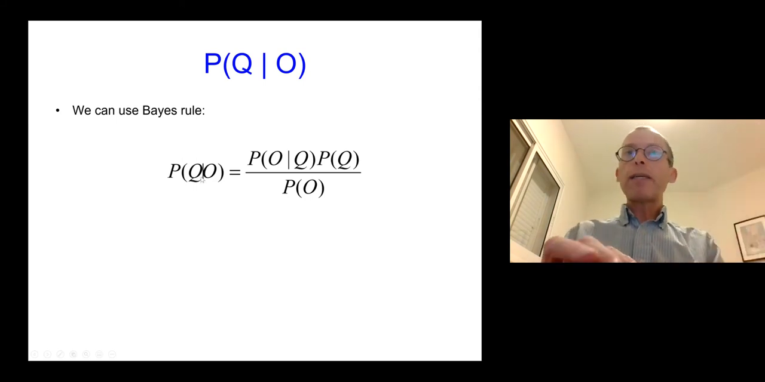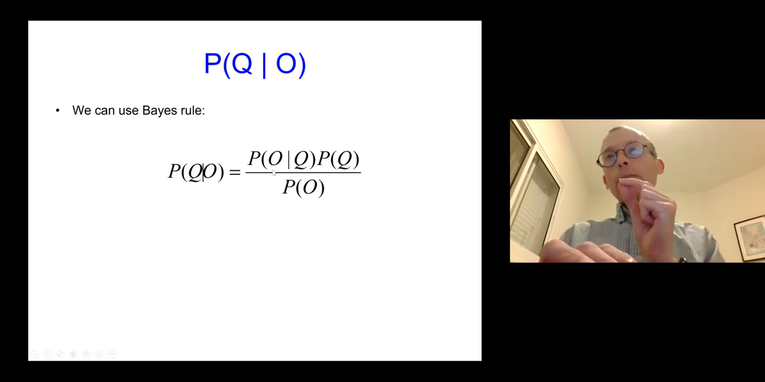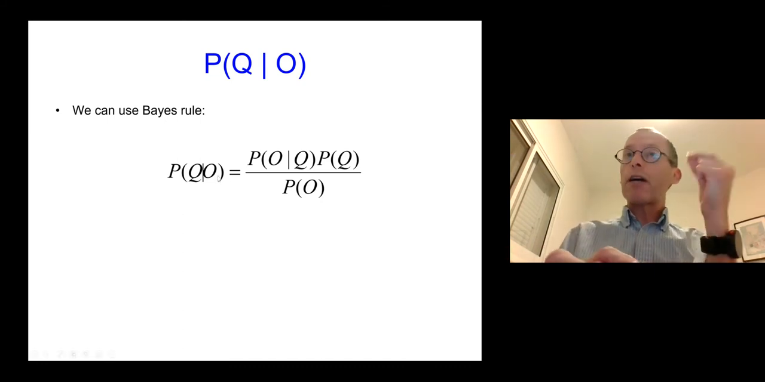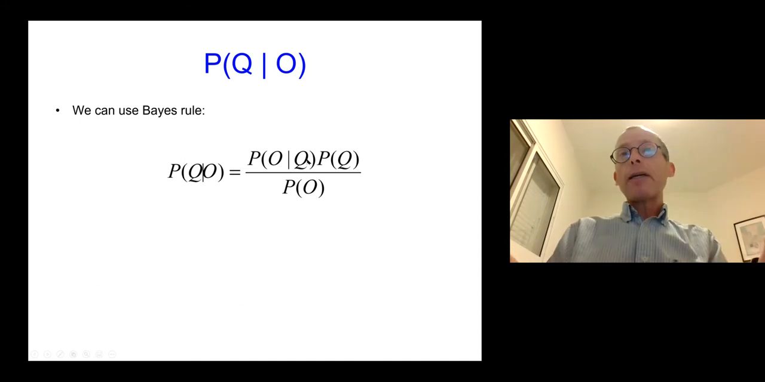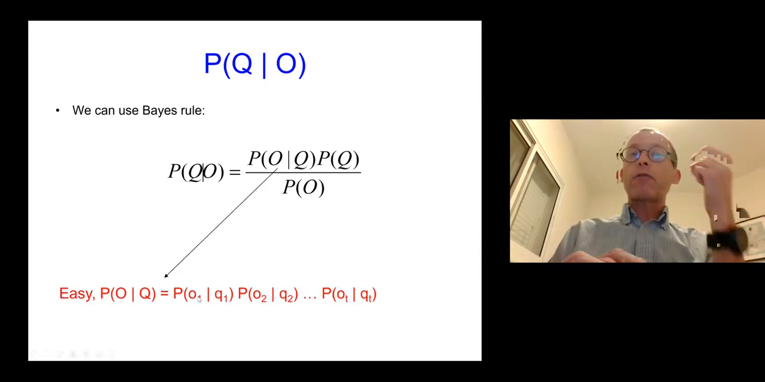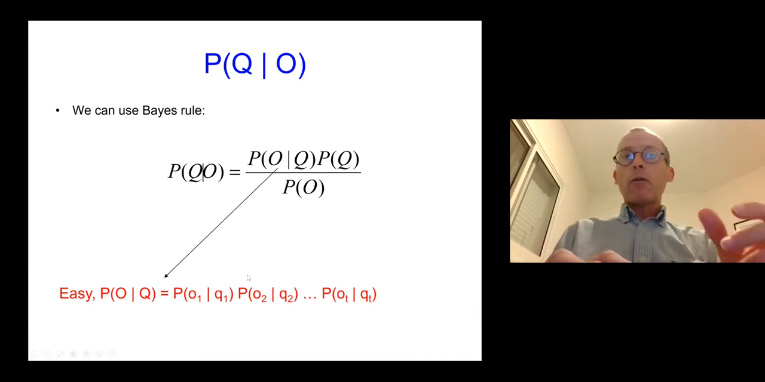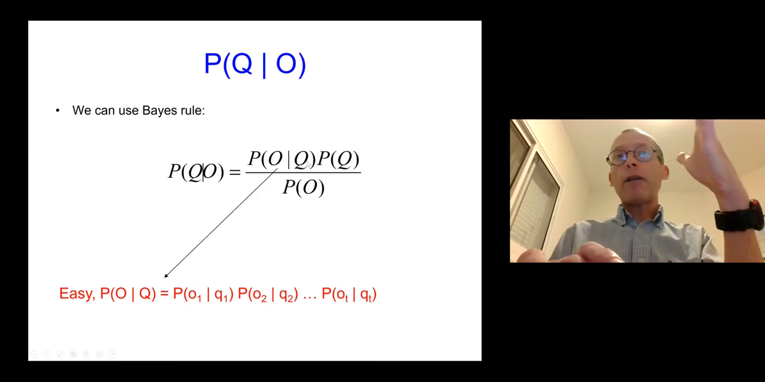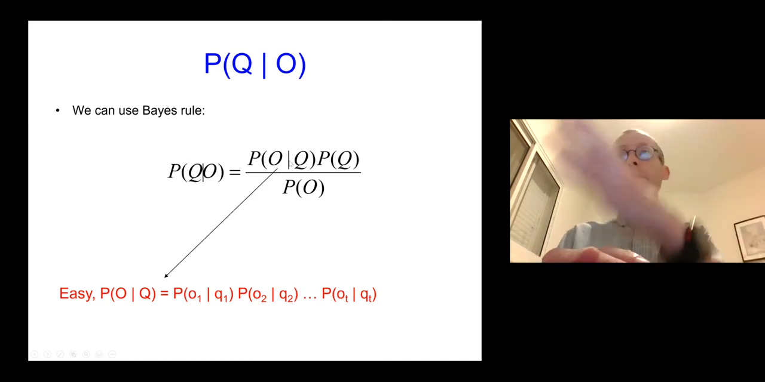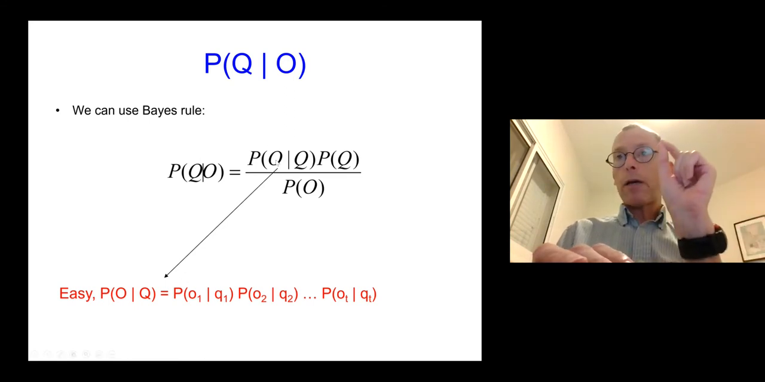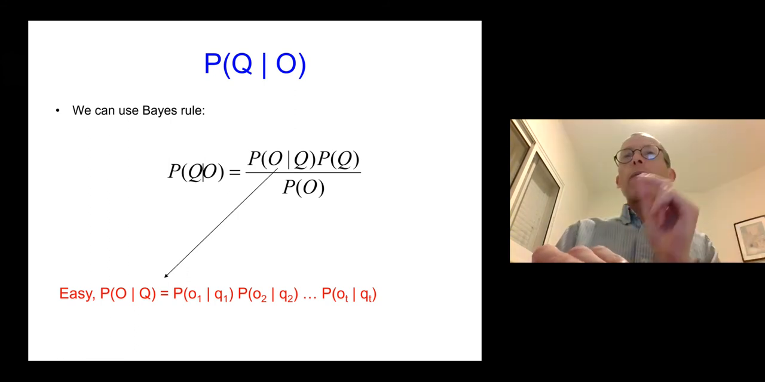Here we can use Bayes' rule, obviously. So P of Q given O is P of O given Q times P of Q, divided by P of O. P of O given Q, because of the hidden Markov model assumption that each observation is only a function of the state, is very easy to compute if I tell you what the states are. It's just the probability of the first observation given Q1, whatever Q is given. So let's say A, B, B, A. So this is the probability of 1 given A, 2 given B, 3 given B, 4 given B, and so forth. So this is easy to compute, just going to the parameters and computing it.